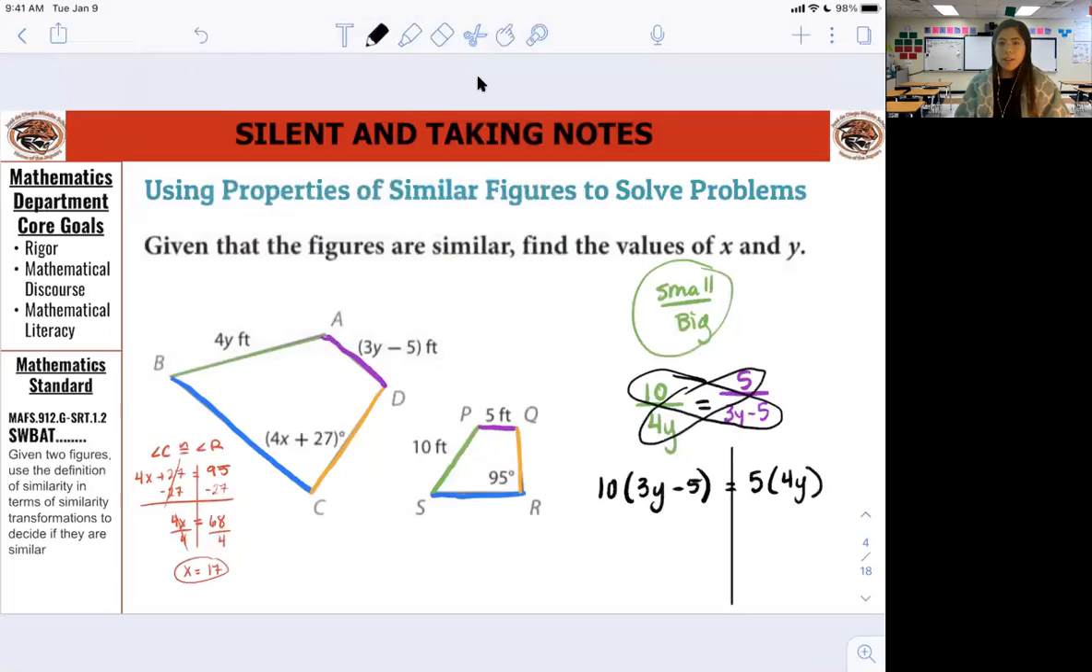Okay, well, let's do the first step together and then you guys can take it from there. So what do I do first? Distribute. So I get 30y minus 50 equals 20y. Take it from there, solve it on your own, see what you get, and then we will check the answers.